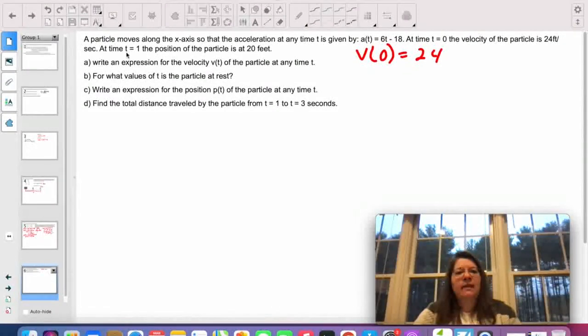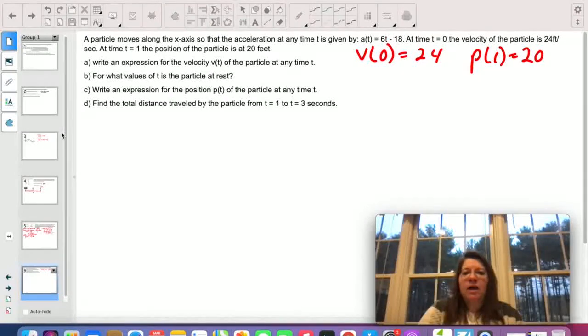And then the next thing they gave us was that at time t equals 1, the position of the particle is 20 feet. So p of 1 equals 20. So we're going to use this information to find everything they ask us to find. Here it says, write an expression for the velocity, v of t, of the particle at time t. Well, we know that the velocity is the antiderivative of acceleration.